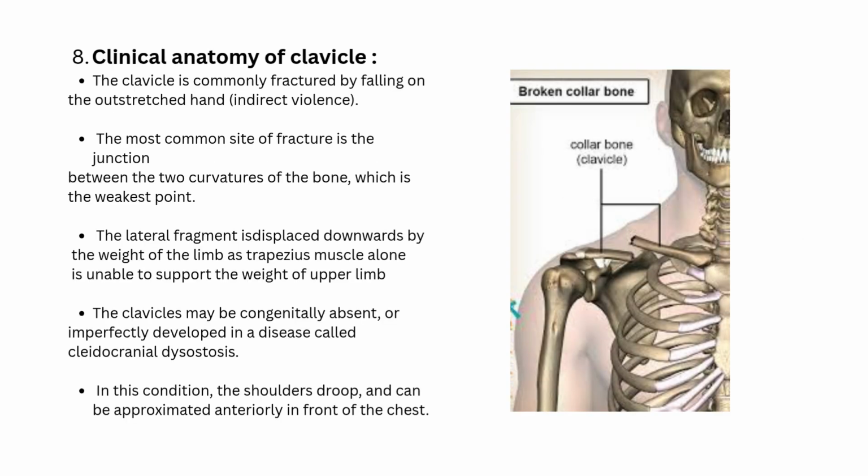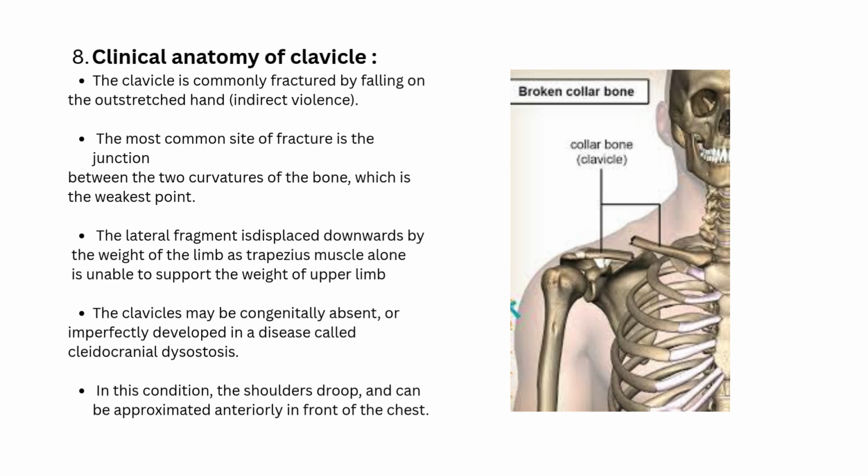Clinical anatomy of clavicle. The clavicle is commonly fractured by falling on the outstretched hand, or by direct violence. The most common site of fracture is the junction between the 2 curvatures of the bone, which is the weakest point. The lateral fragment is displaced downwards by the weight of the limb, as the trapezius muscle alone is unable to support the weight of the upper limb.